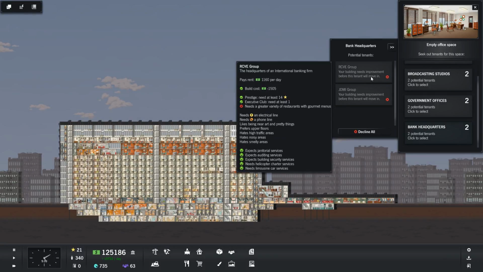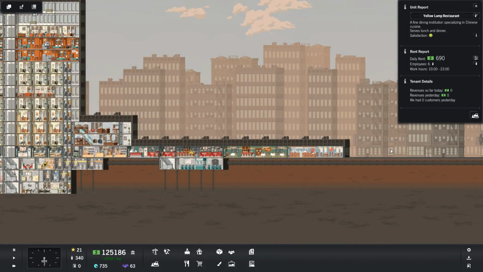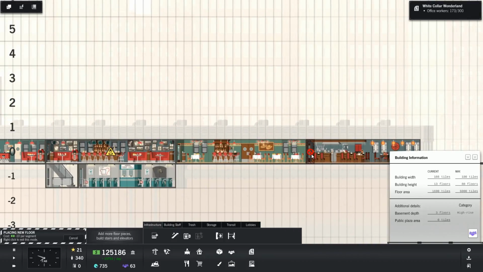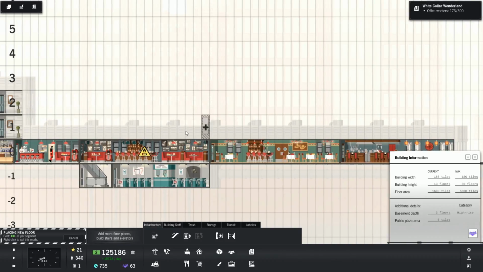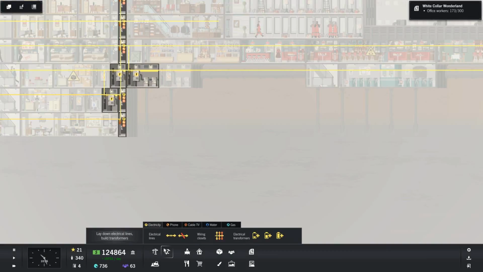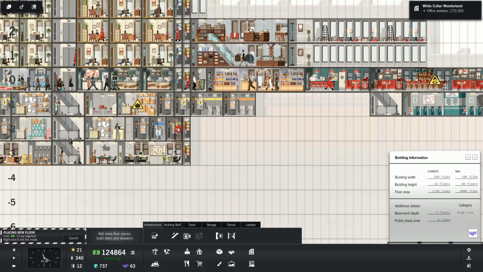No, not yet. I need a greater variety of restaurants with gourmet menus, okay. So I need another one then. I guess I'll put it here. How big was it? 1, 2, 3, 4, 5, 6, 7, 8, 9, 10, 11, 12, 13, 14. And here, I needed a new gas thing. Gas manifold.